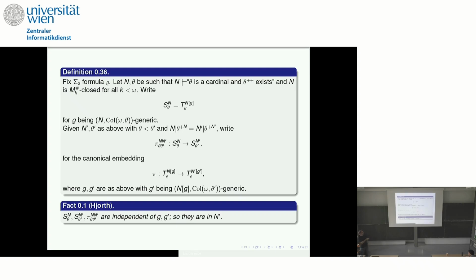In the way as described before. Right? So these are projectively correct things. They have the versions of the tree. You can embed them like this. Okay, and a key fact here, Hjorth's lemma, is that these things are all independent of the generic you choose, and so Sn theta is in N, and these things here are in N primed. So the generic you choose doesn't affect the tree you get and the way it embeds into it. You get it all in the model.